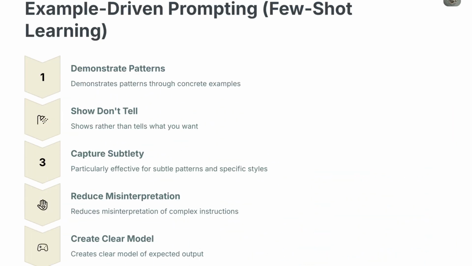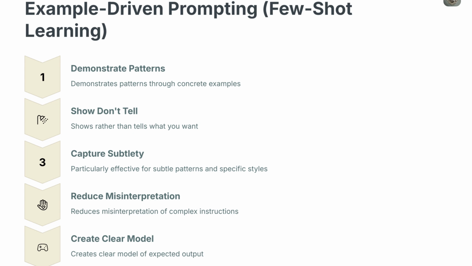Our fourth technique, example-driven prompting or few-shot learning, is particularly powerful for tasks with subtle patterns or specific formats. Rather than relying solely on explicit instructions, this approach demonstrates patterns through concrete examples, showing rather than telling the AI what you want. This method is especially effective when patterns are difficult to describe concisely or when you need outputs that follow specific stylistic conventions.